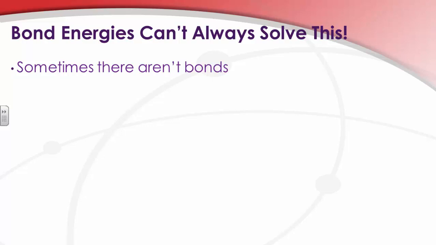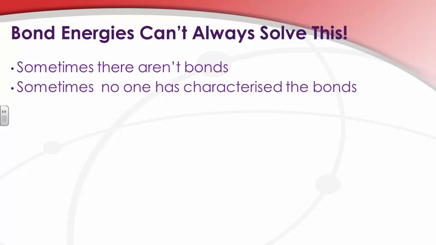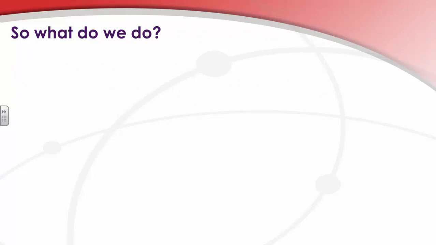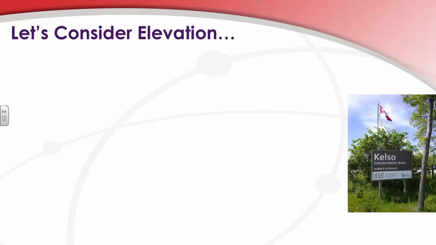Sometimes our reactions don't have bonds at all. Sometimes we have bonds that haven't been characterized. They just aren't in a table of bond energies. And sometimes, like in our cyclopropane case, extrapolation just doesn't work. So we can't use generic bond energies to understand the energetics of a reaction that we're doing today. So the question is, what do we do? What do we do in these kinds of situations?